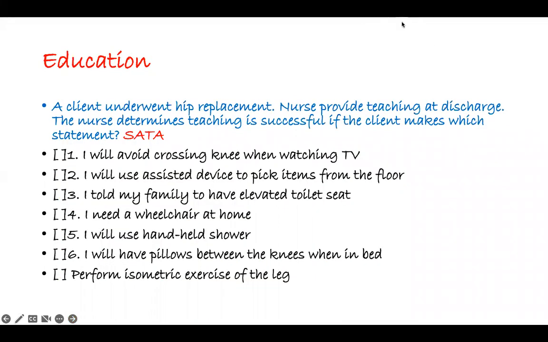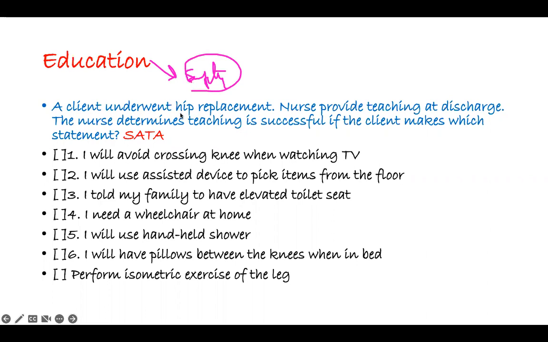Now, as you know the signs and symptoms, you've intervened, you've taken care of the patient, you can teach them some education. If they're going home, you have to teach them because you know the signs and symptoms, what they need to watch for. You know the risk factors, how to prevent complications. Education is mostly a safety issue, so you're providing some safety teaching.